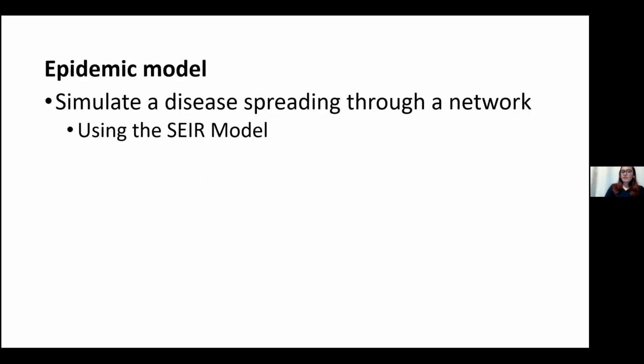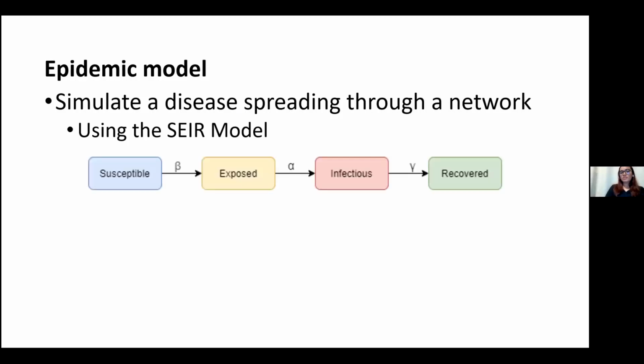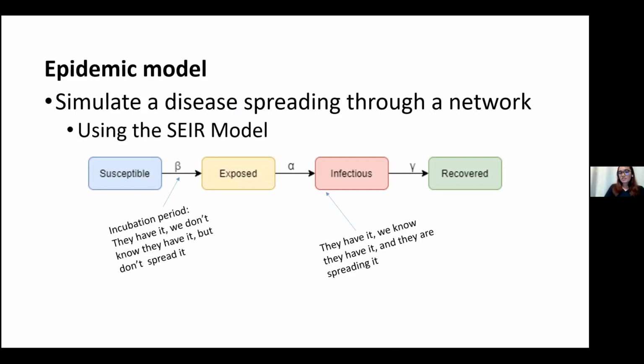We have simulated the model using a SEIR epidemic model, which stands for susceptible, exposed, infectious, and recovered, and which is quite similar to the SIR model. The only difference is that there is a state called exposed. In this state, some people have the disease but do not show any symptoms, and they will not spread the disease as well. On the other hand, the infectious people have the disease with all the symptoms and they will spread it.